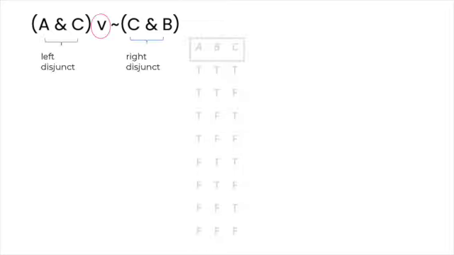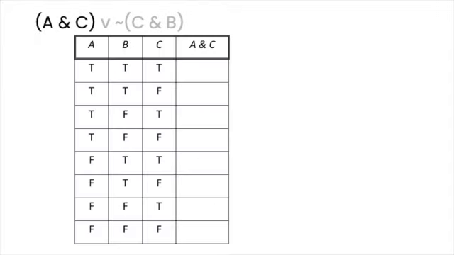The main connective here is a disjunction. We may start with either of its disjuncts. I'm going to start with the left one since it has only one connective, whereas the right one has 2. So we begin a column with A and C on top. Since the connective is the ampersand, we will be guided by the valuation rule of the conjunction. And we will use as input the values in the columns corresponding to A and to C.